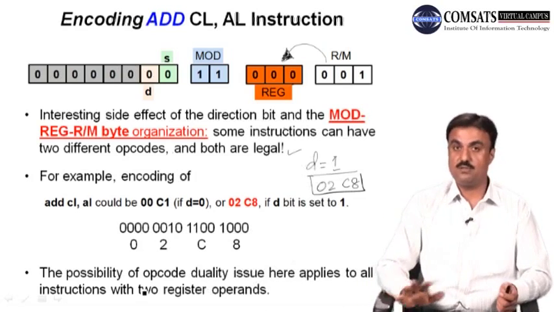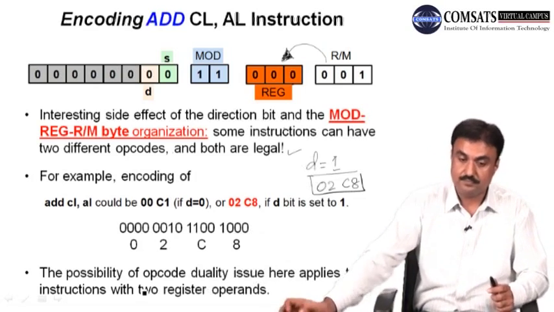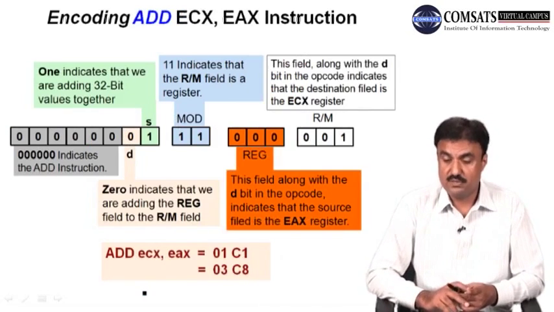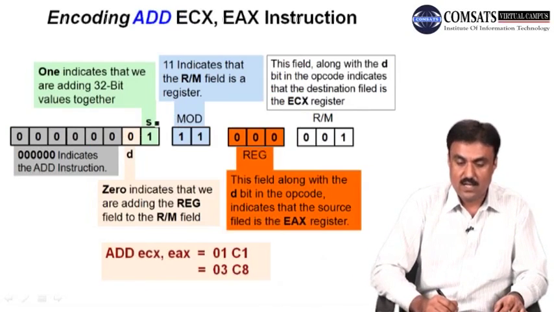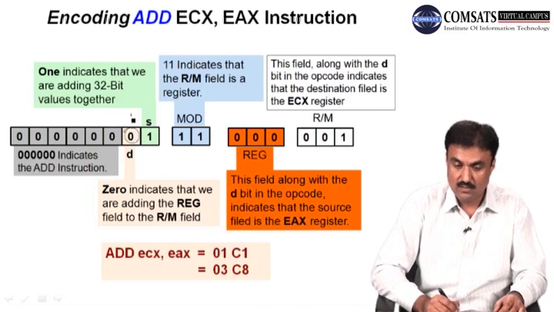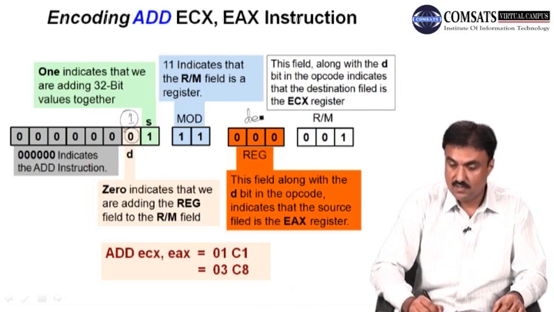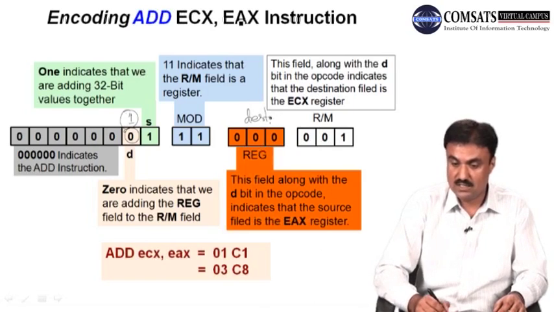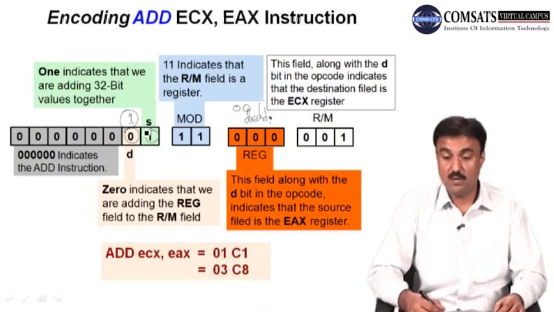So it's possible if you are using register addressing mode; this is the possibility you will encounter there. Then in case of 32-bit registers, definitely this direction bit should be set to 1, and the destination register should be here. For example, if the destination register is ECX, it should be 001, and this bit should be 1 because we are using 32-bit operands.